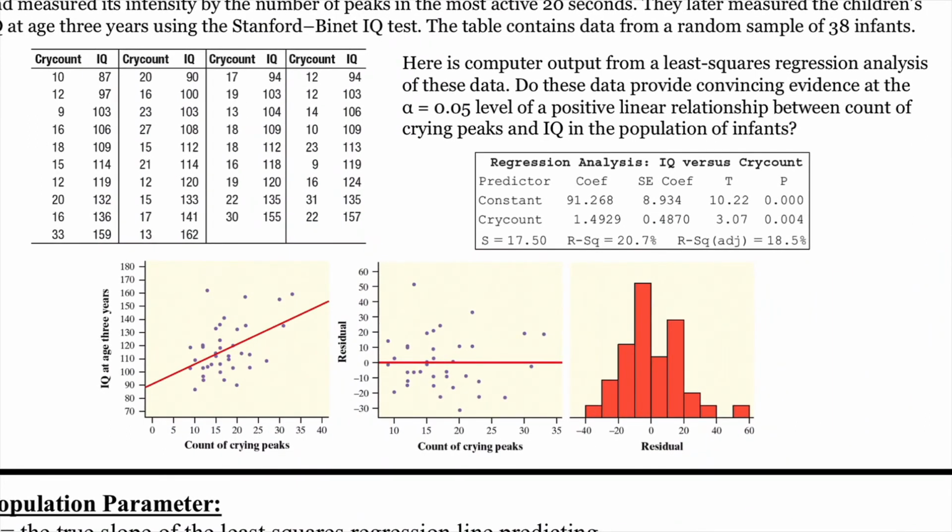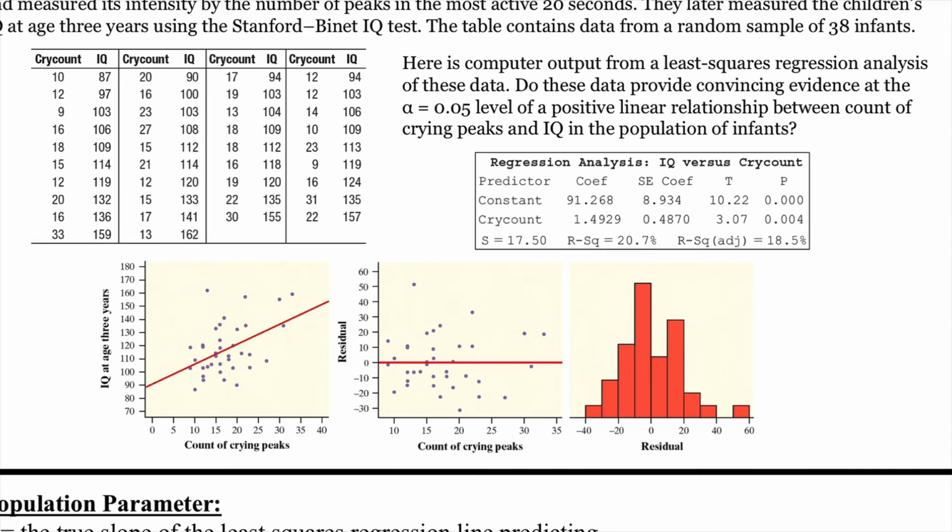Here is computer output from a least squares regression analysis of these data. Do these data provide convincing evidence at the 5% level of a positive linear relationship between count of crying peaks, so intensity of crying, and their IQ in the population of infants? Can I predict one from the other? If you tell me they were an intense crier, is that going to tell me anything about their later IQ? Are they going to be smarter, above average, below average, or is it going to tell me nothing? That's what we're trying to do.